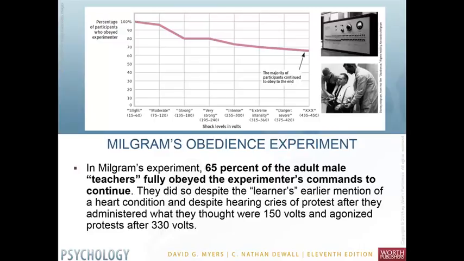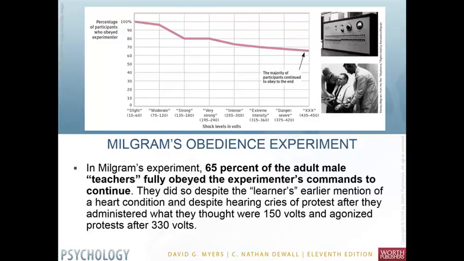And as you can see from this chart, the majority of the participants continued all the way to the end, to 450 volts, simply because they were told to by someone in a lab coat, the researcher, who had a clipboard and who just kept saying, teacher, you must continue. It's important that you continue. They were never really threatened. They were never really harassed. They were simply told that they must continue.